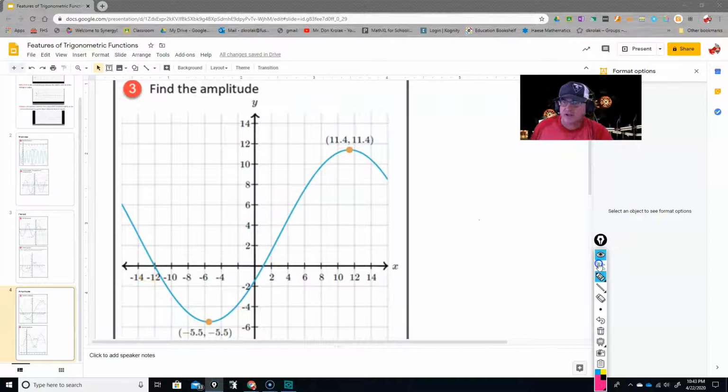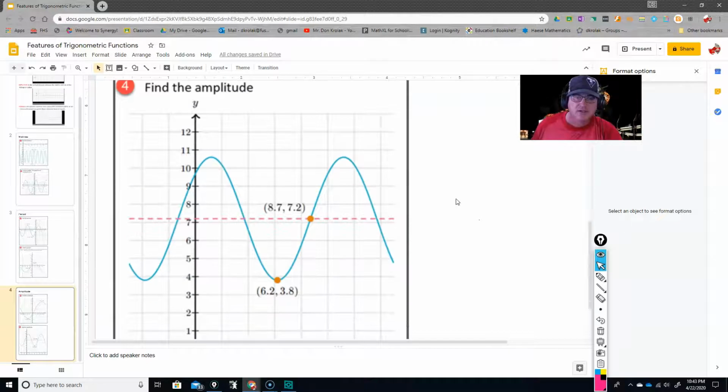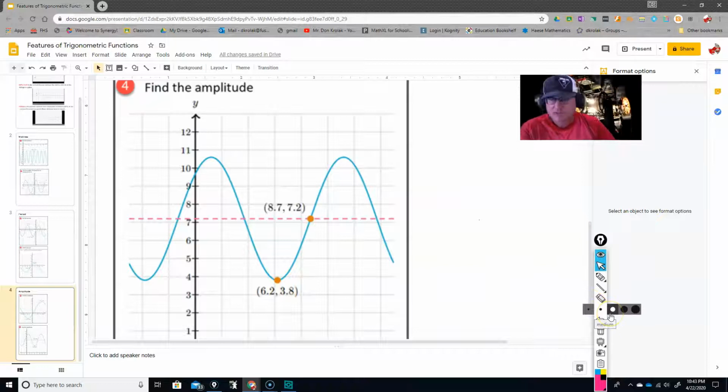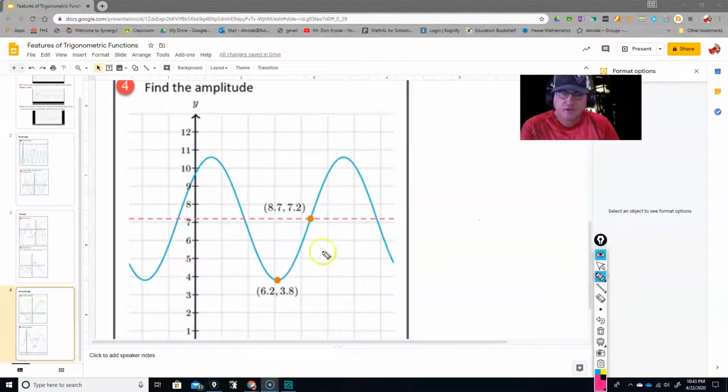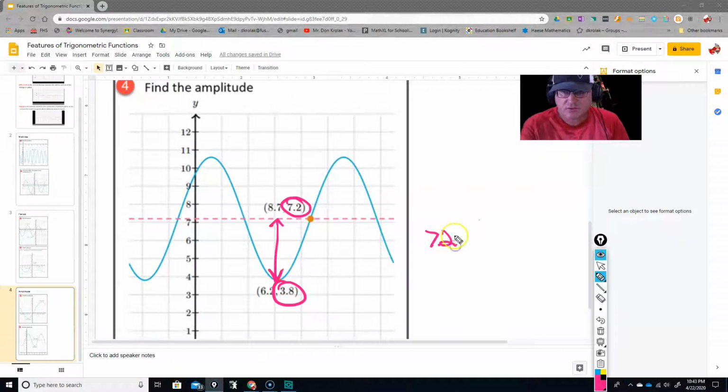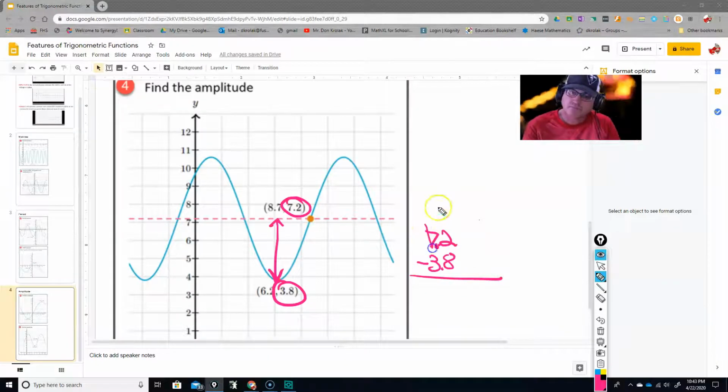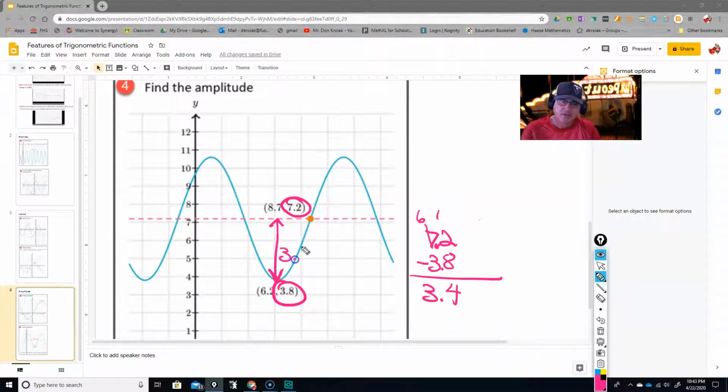The next question, you're finding the same thing, you're just given different information to start with. So we're given a point that's on the midline and a low point. So to find our amplitude, we know by definition the amplitude is just the distance between these two. So to find the distance between two, we just subtract those two values. And my amplitude is 3.4.